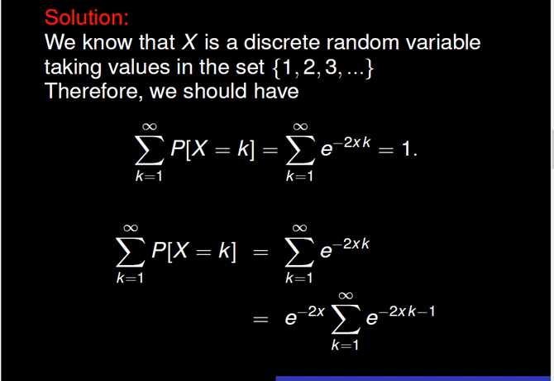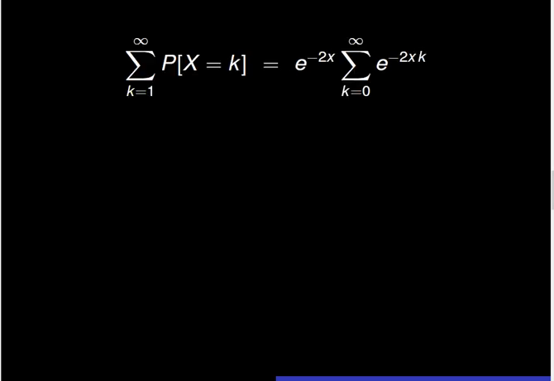and we see that the sum of probabilities is equal to exponential of minus 2x times the summation of exponential of minus 2x to the power k minus 1, for k going from 1 to infinity. We rearrange the indexes and see that the sum of all probabilities is now equal to exponential of minus 2x times the summation of exponential of minus 2x to the power k for k going from 0 to infinity.